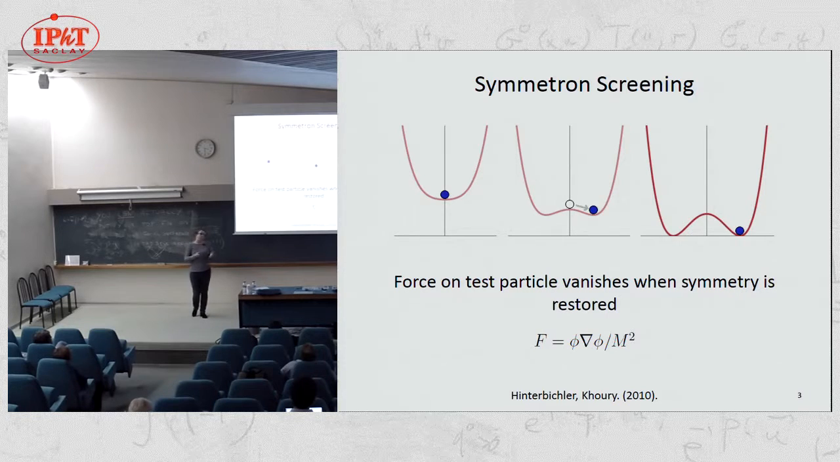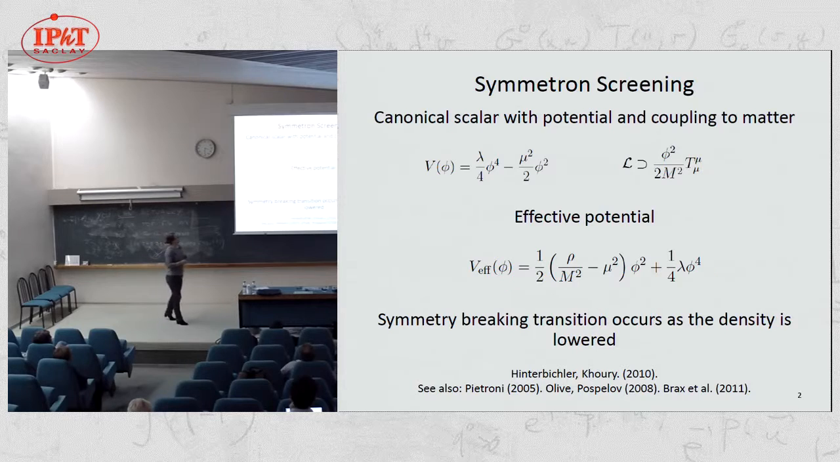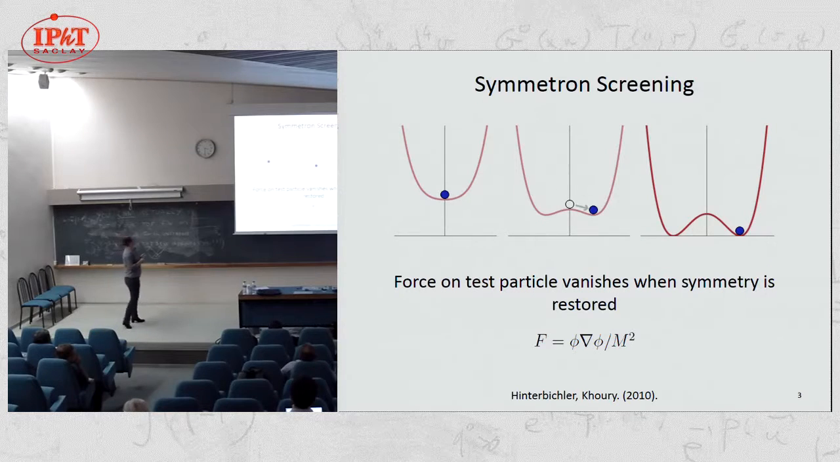And the reason this works as a screening mechanism is really because we chose this coupling to matter that was phi squared, not just phi. So there's an effective coupling constant here in the force mediated by the scalar field, which is proportional to the VEV of the scalar. So in high density regions where the field wants to sit at the origin, phi is 0 and there's no force. So you either don't feel a force or you don't source a fifth force. Okay.